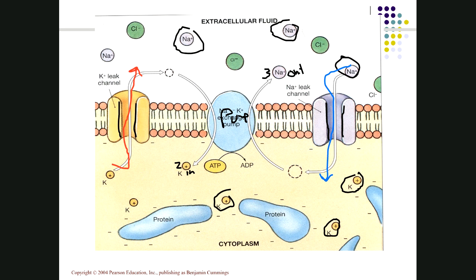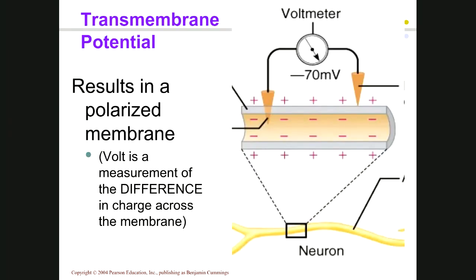But as soon as that happens, remember, the pump is going to turn around and again pump 3 sodiums out, and it's again going to bring 2 potassiums back in. But as soon as that happens, we're going to get leaking. Sodium's going to leak in, potassium's going to leak out. But as soon as that happens, the pump is going to move them in the other direction. And so what's going to happen is we have these 2 opposing forces. And so we're going to set up this sort of steady state where there is more sodium on the outside, more potassium on the inside. The outside is more positive and the inside is more negative.